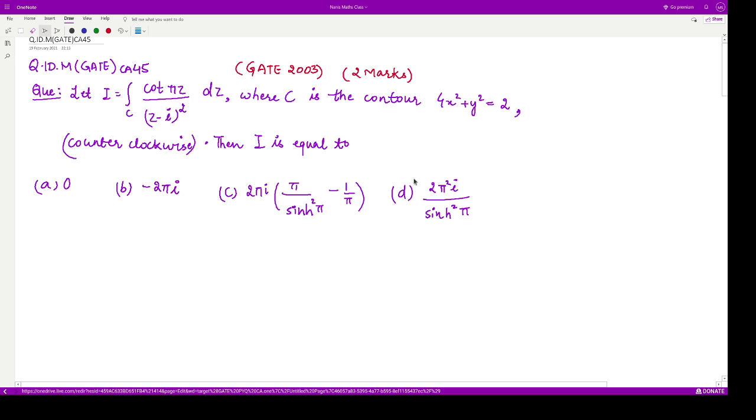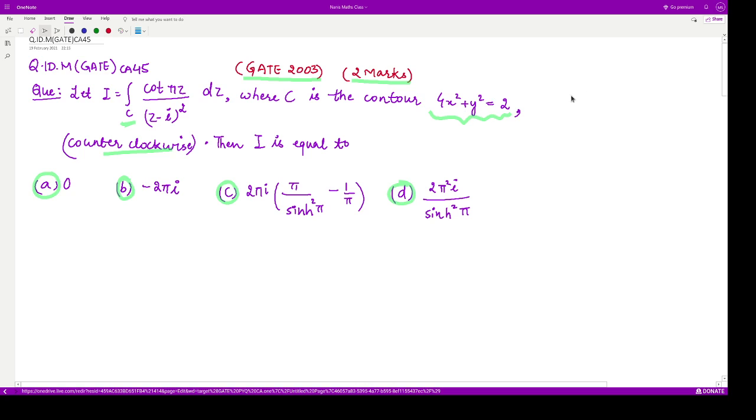In this video we shall take up a question from GATE 2003 and it is of 2 marks. The question says, let I be this particular integral, then what is the value of I out of these 4? So let us first see what is this given contour C that is given by this equation and having counterclockwise direction.